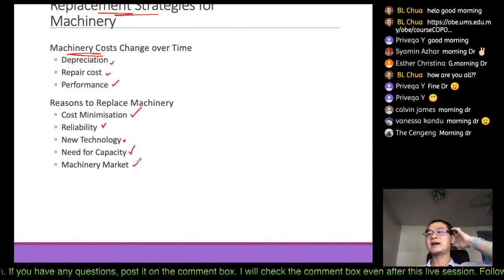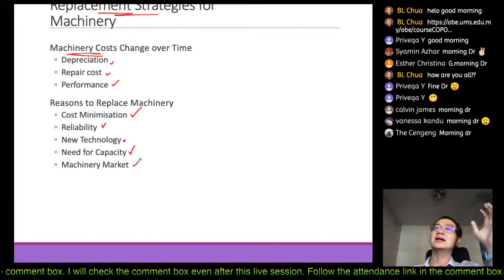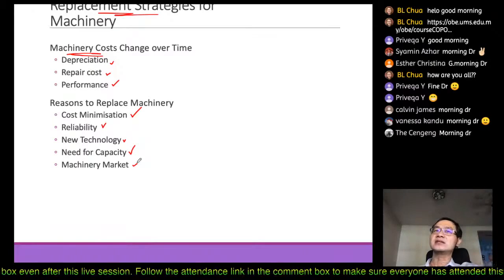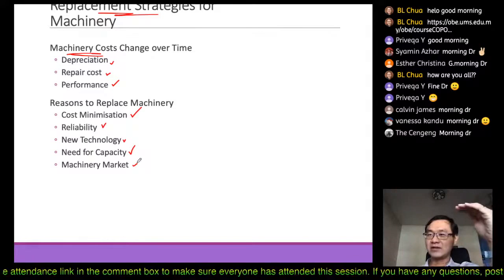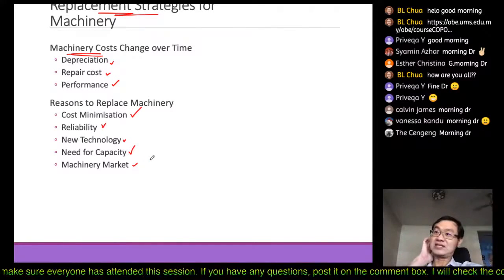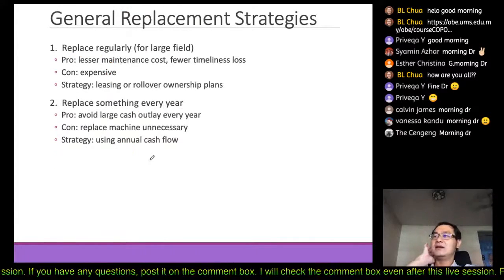And also the machinery market: sometimes the machinery is getting more common, or maybe the raw material is cheaper, then the machinery cost may decrease sometimes. So it depends on all these factors whether you want to replace it or to continue to maintain it.